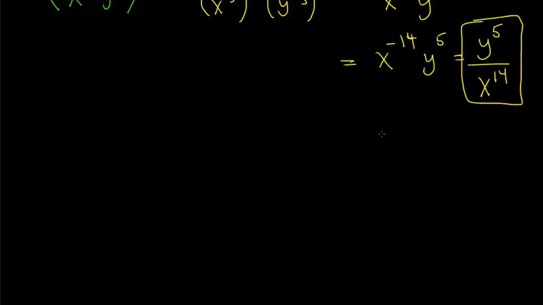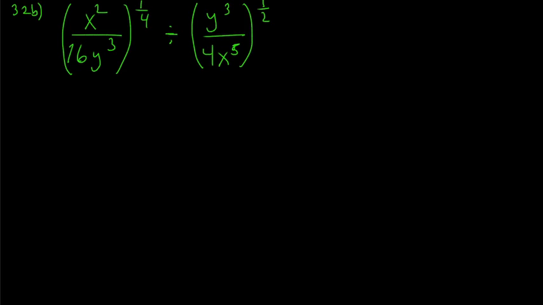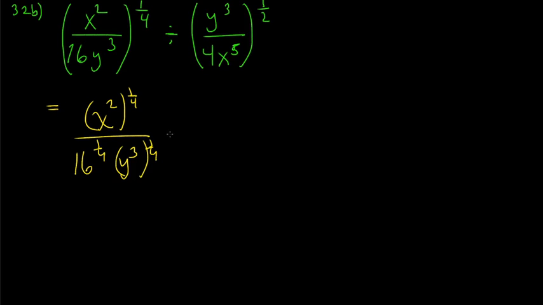Okay, and then part B. We're just using the same usual rules for exponents here. So this is going to be x squared to the 1/4 over 16 to the 1/4 times y cubed to the 1/4, divided by y to the 3 to the 1/2 divided by 4 to the 1/2 times x to the 5 to the 1/2. So everything gets a 1/2 there.